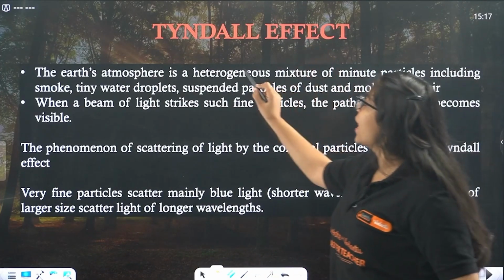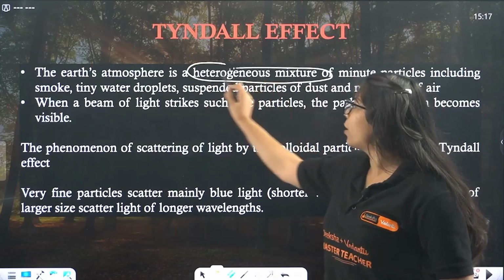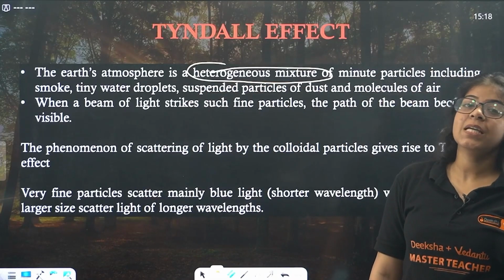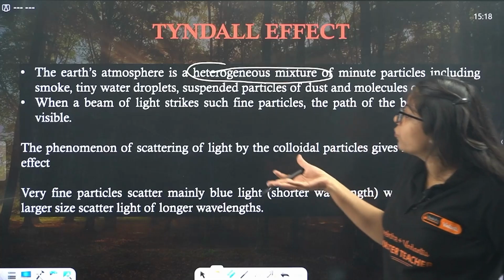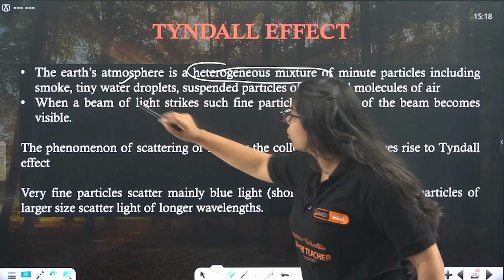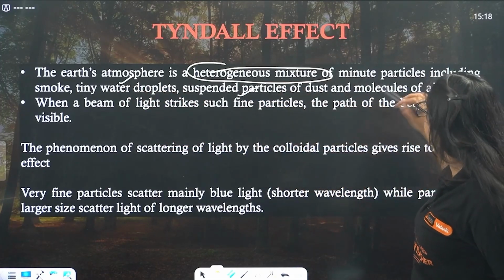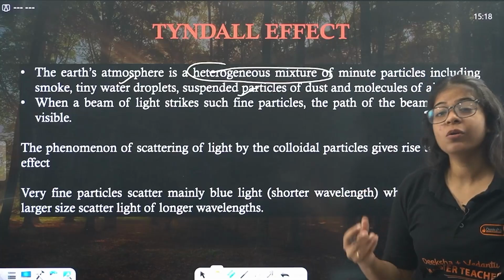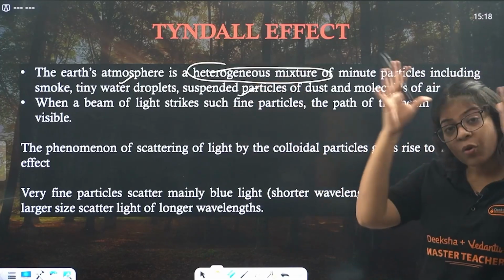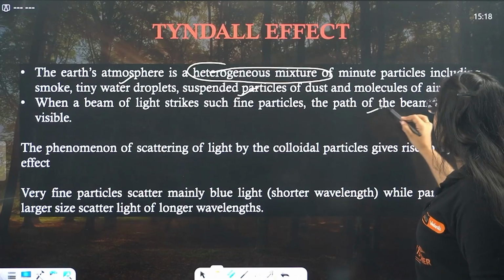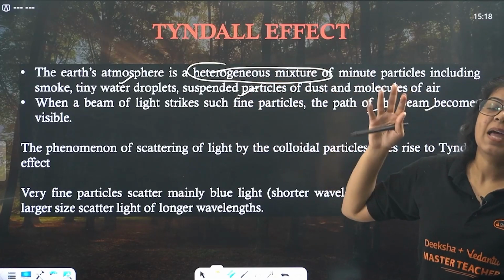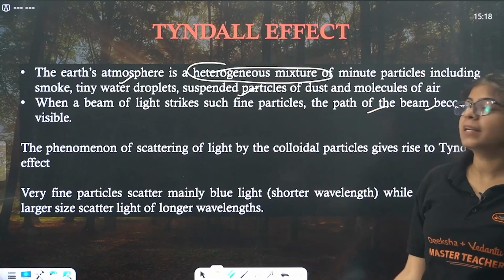So the earth is a heterogeneous mixture. We studied about mixtures, right? Heterogeneous mixtures, that means lots of things are there. What are there? Smoke, water droplets, suspended particles of dust, molecules of air. So when a beam of light strikes all these particles, the path of the beam becomes visible, and that visible path is called Tyndall effect.